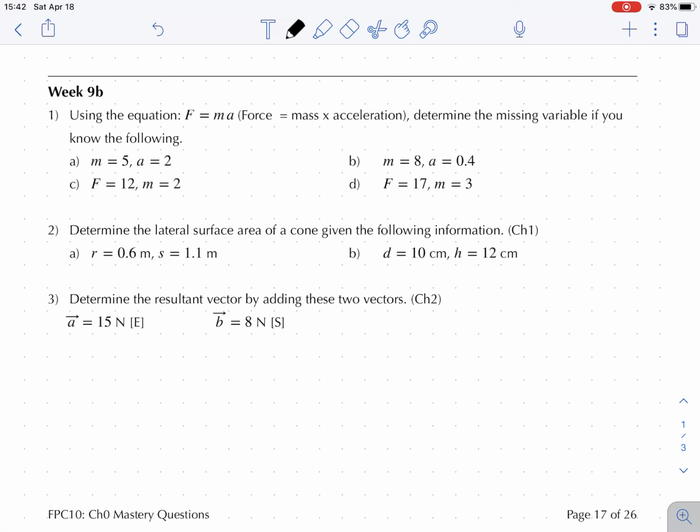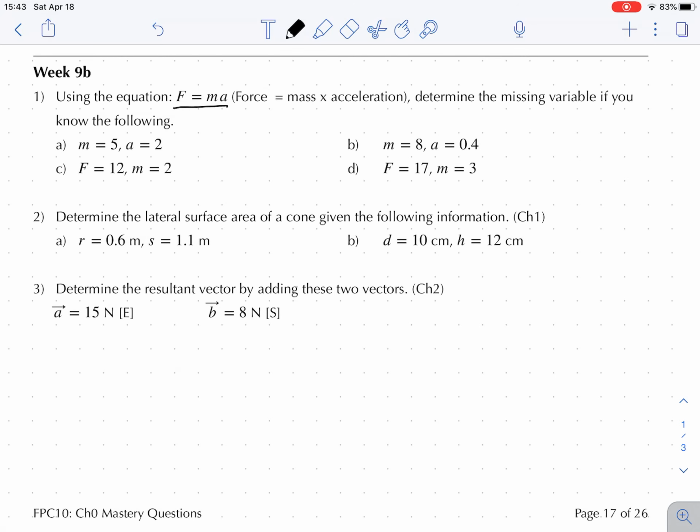Let's take a look at Mastery Items, Week 9, Part B. Question number 1. Using the equation force equals mass times acceleration, determine the missing variable if you know the following. This is a common physics formula that you'll use in the future. It's simple. It's just two numbers being multiplied together to give you a force.